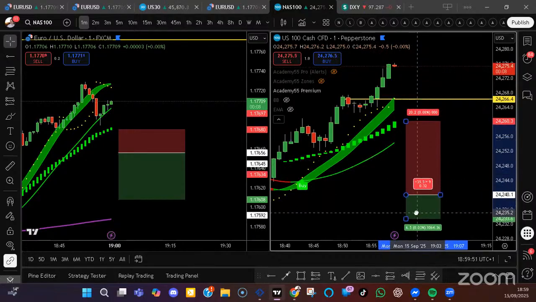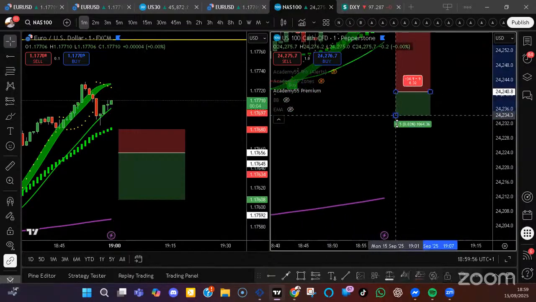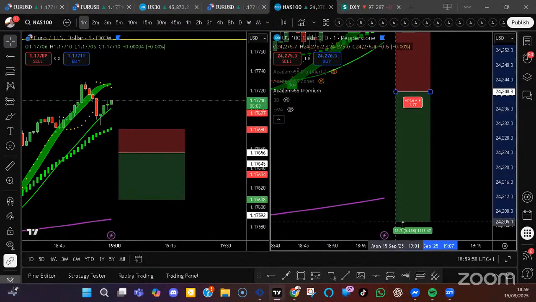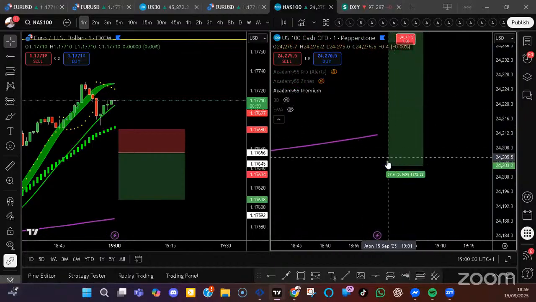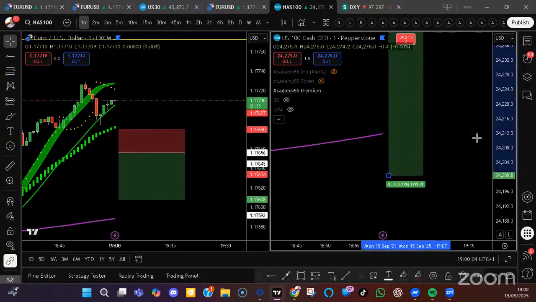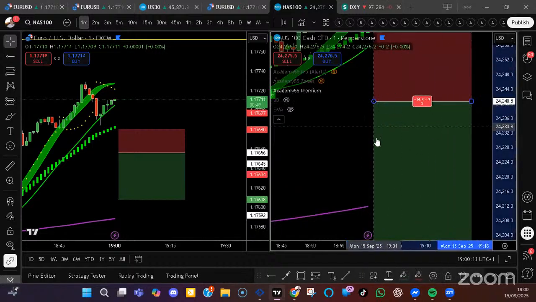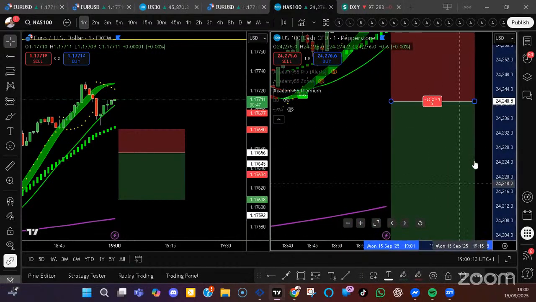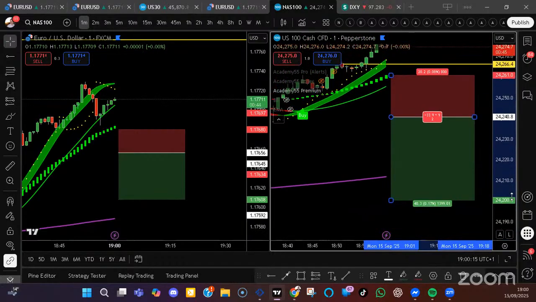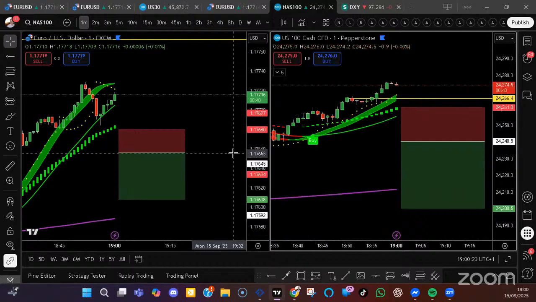And there. And your 2% is way down there. So as you can see, long way to go for the US 100. But it is what it is.